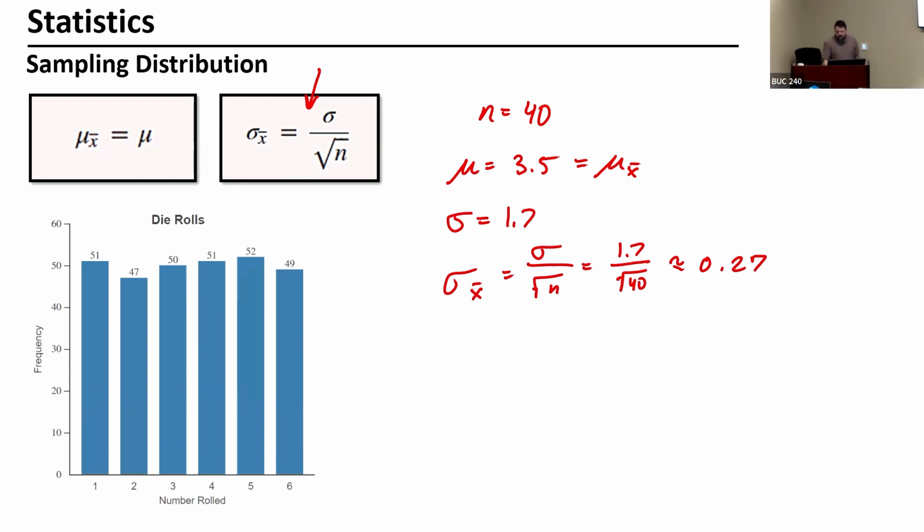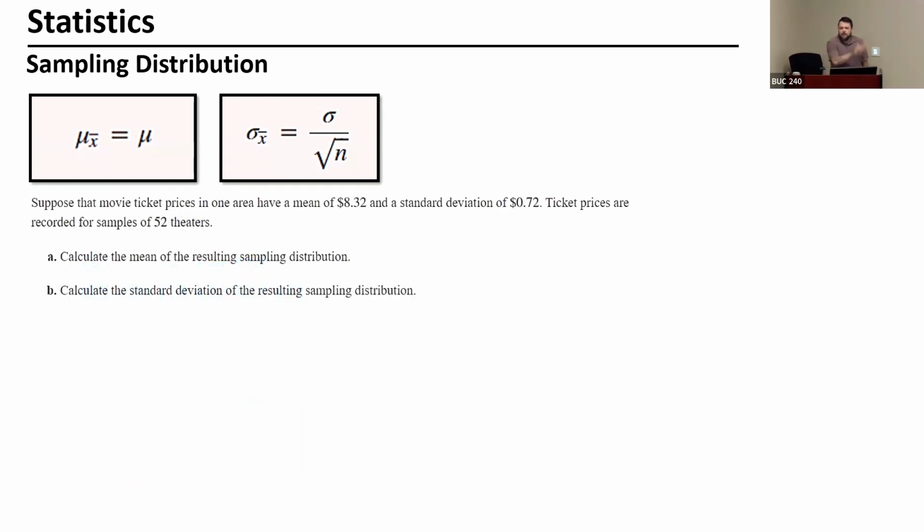I want you to work this one, so I'm gonna give you about 2 minutes. Probably less than that because it's super simple. Look at that guy right there. I give you all the formulas. Suppose that movie ticket prices in one area have a mean of $8.32 and a standard deviation of 72 cents. Ticket prices are recorded for the samples of 52 theaters. Calculate the mean of the resulting sample distribution.